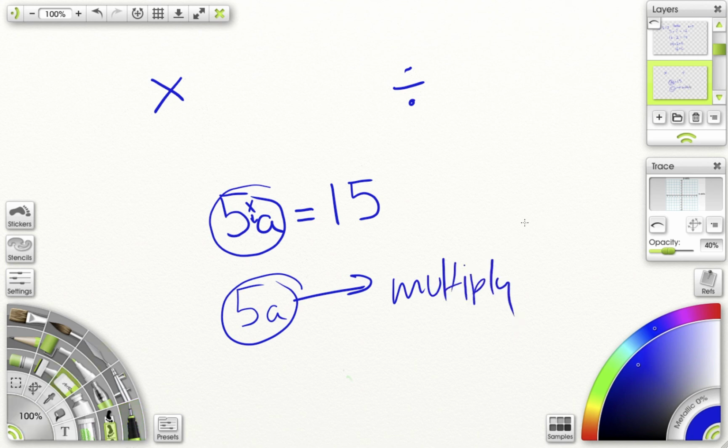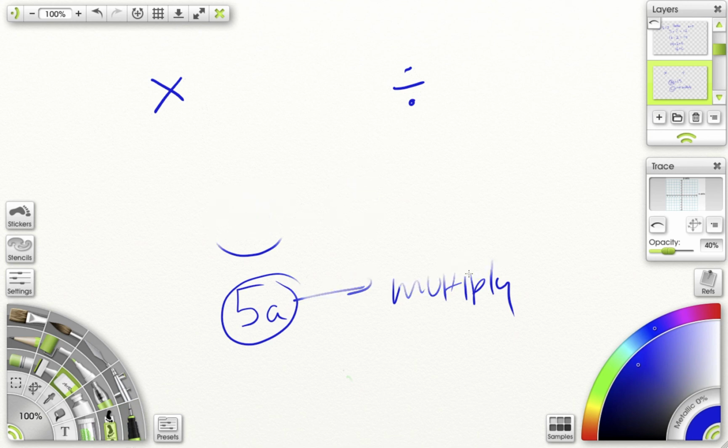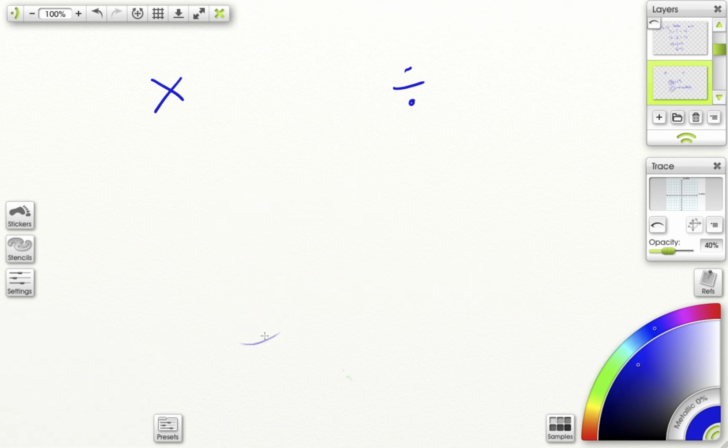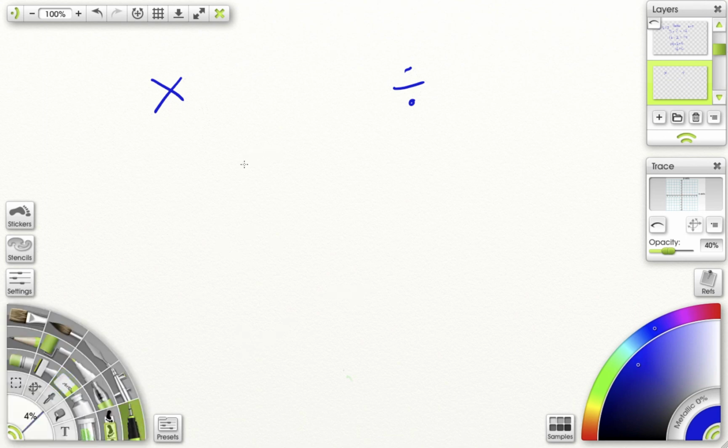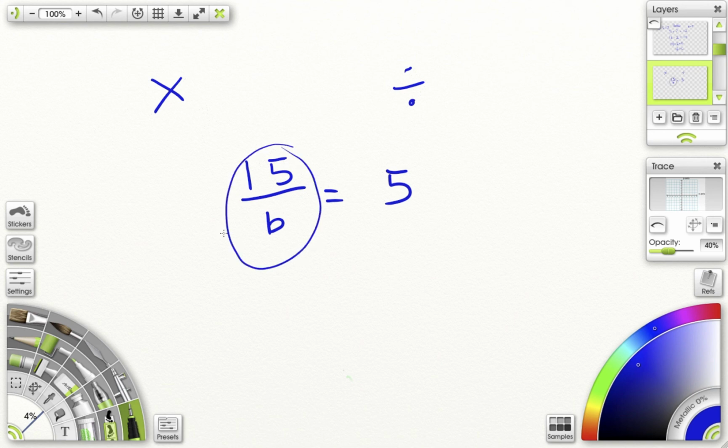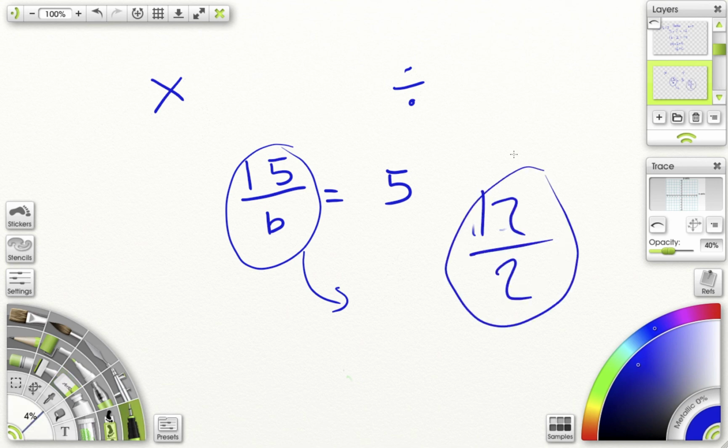Okay? Division also looks a little bit different because division will look kind of like a fraction. What it will look like is 15 divided by b equals 5. What that means here, it's not a fraction, it means division. So when you see something like 12 over 2, that means, for the purposes of this unit and for these worksheets that you're going to be working on, it means division. Okay? So these mean divide.